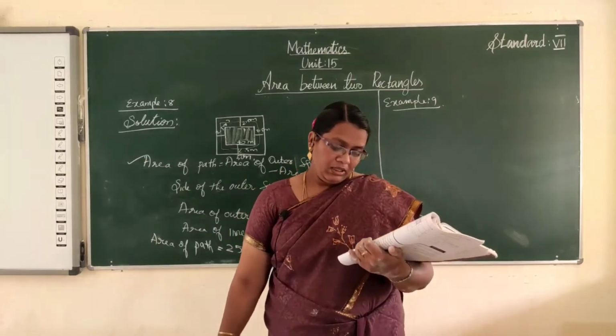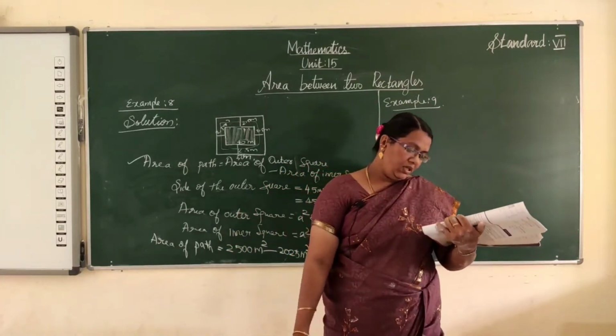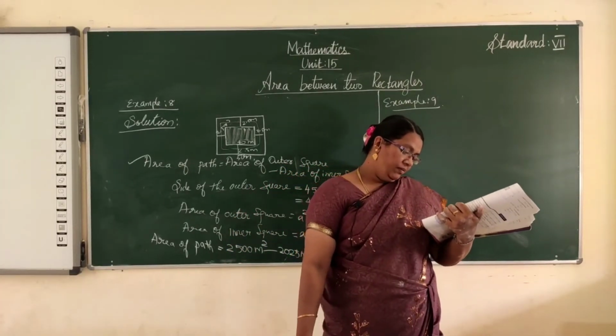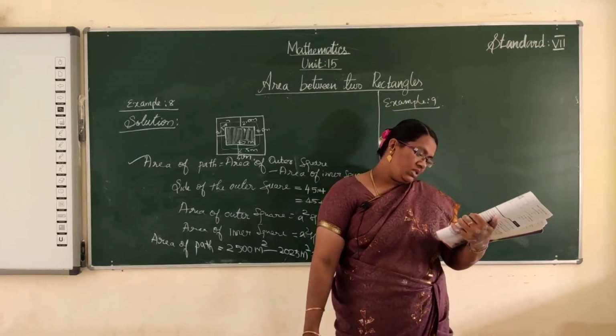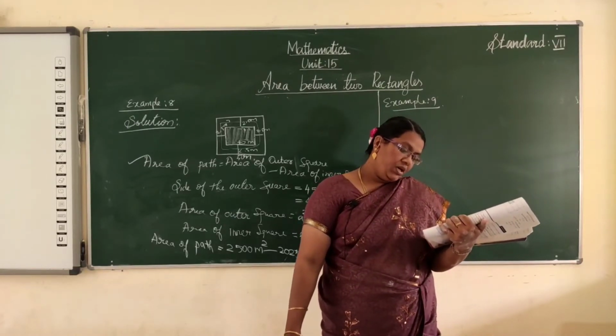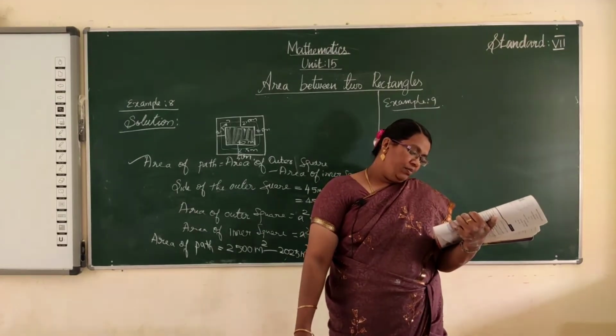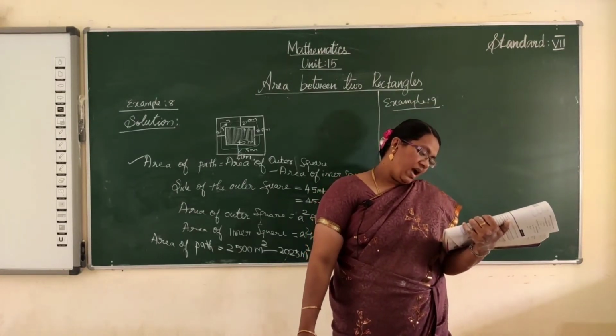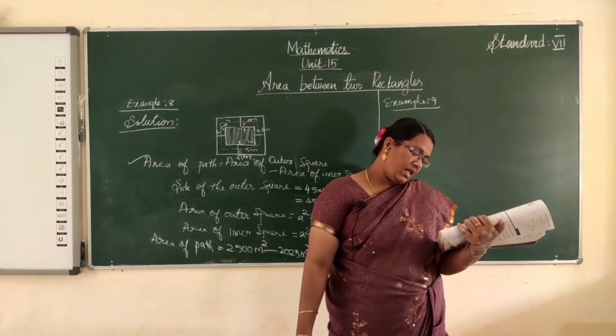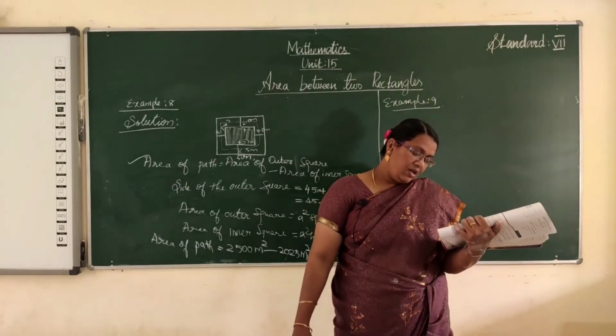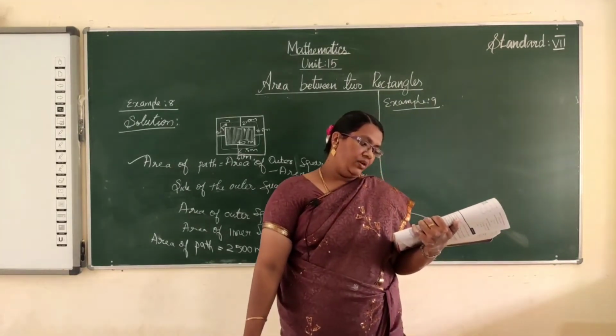A rectangular lawn is 30 meter by 20 meter. It has 2 roads, each 2 meter wide, running into the middle of it, one parallel to its length and the other parallel to its breadth. Find the total area of the road.